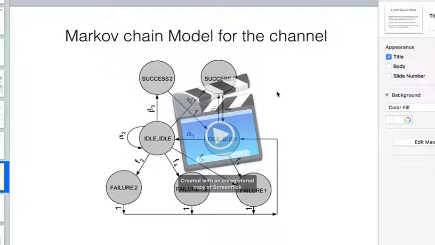Markov chain model for the channel, which has these states: idle state, idle busy state, and success 1 and 2, failure 2, failure 1, and failure 1 and 2. In order to explain the procedure of this Markov chain, when the channel is in the idle busy state, it may transition into three states. These three states.